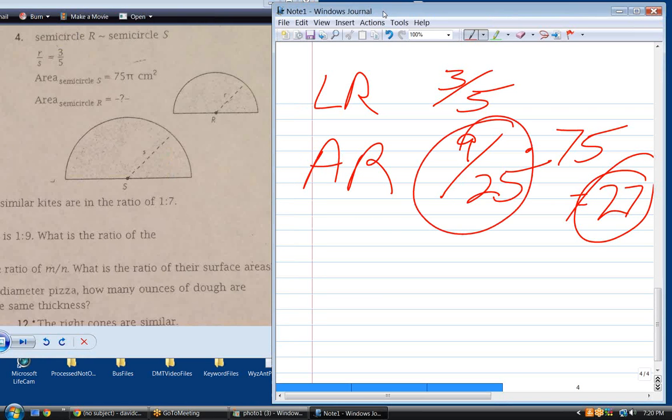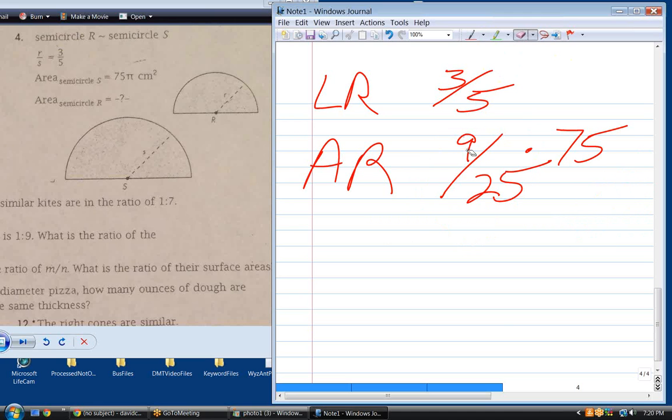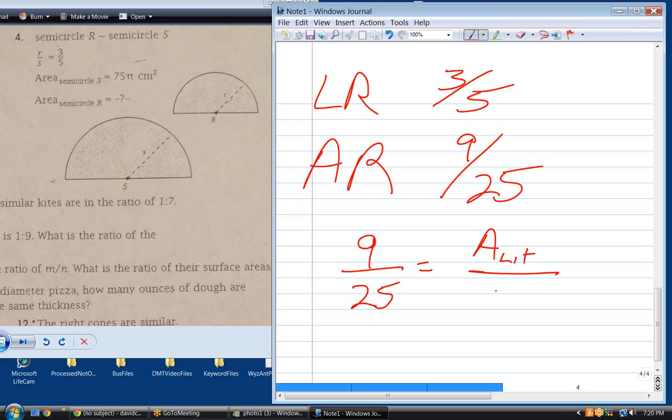Now, let's look at doing these a way that you won't have any doubt as to whether we multiply by the number or the reciprocal. If the area ratio is 9 to 25, then I can set up a ratio equation. 9 is to 25 as what is to what? 3 to 5? Well, as the area of the little is to the area of the big. Of the big, 75 pi.